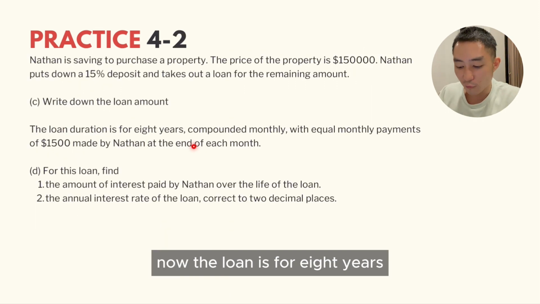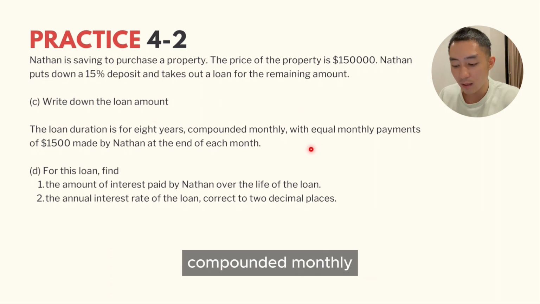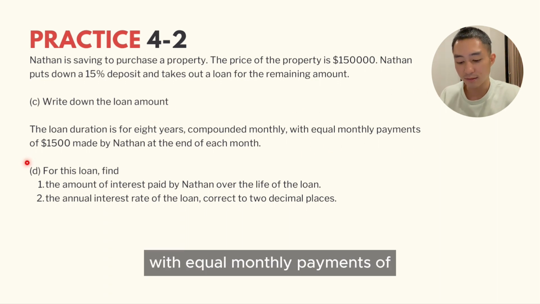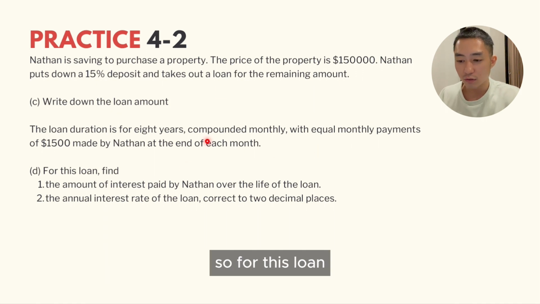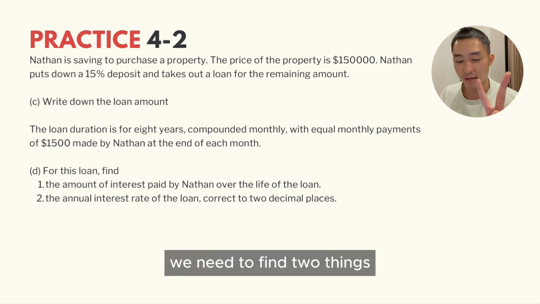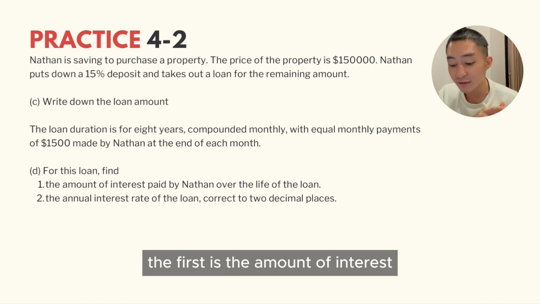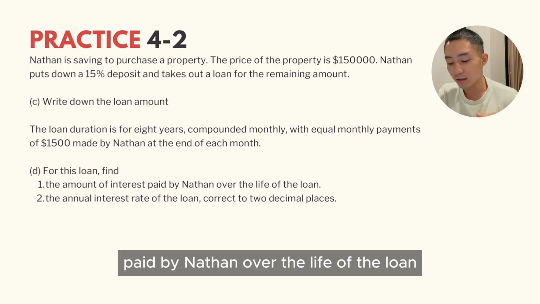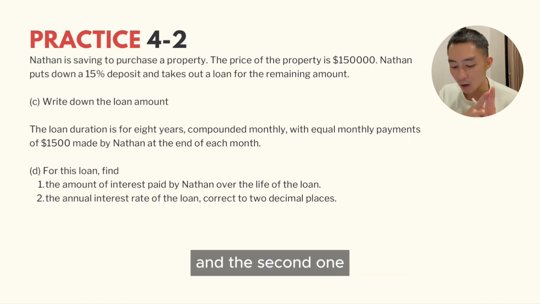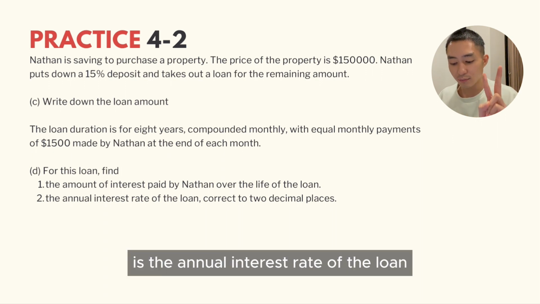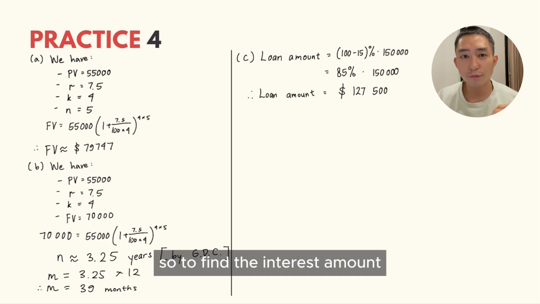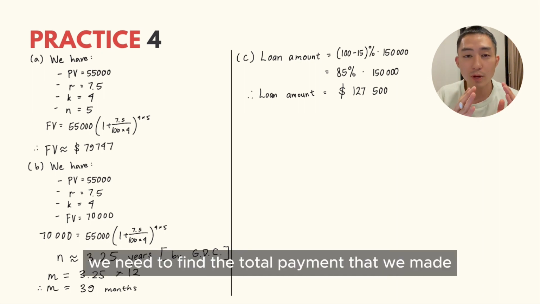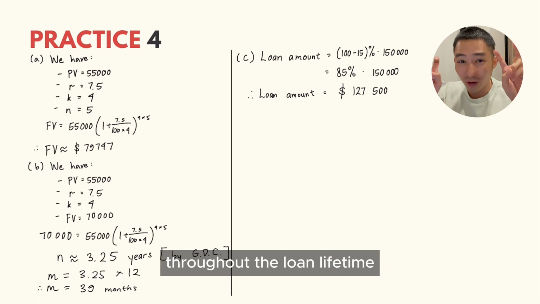We use a calculator and we find out that the loan amount is 127,500. Now the loan is for 8 years, compounded monthly, with equal monthly payments of 1,500 made by Nathan at the end of each month. For this loan, we need to find two things. The first is the amount of interest paid by Nathan over the life of the loan. And the second one is the annual interest rate of the loan, correct to 2 decimal places.